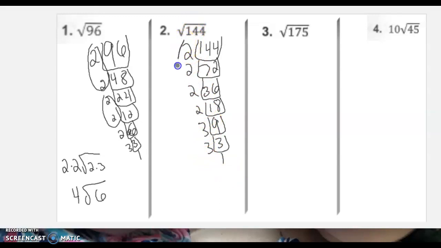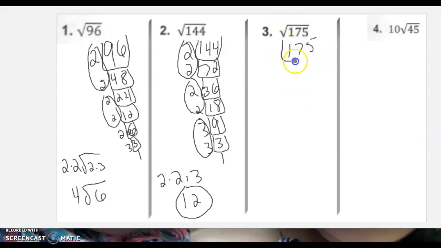Circle up our pairs here. We have a set of 2s, and another set of 2s, and then a set of 3s. So there's going to be nothing left inside the house, which means that 144 is a perfect square. And if you saw that already, good, but this is the math behind it. 2 times 2 is 4, times 3 is 12. And if you did the square root of 144 in your calculator, you would see that you would get 12 with that.